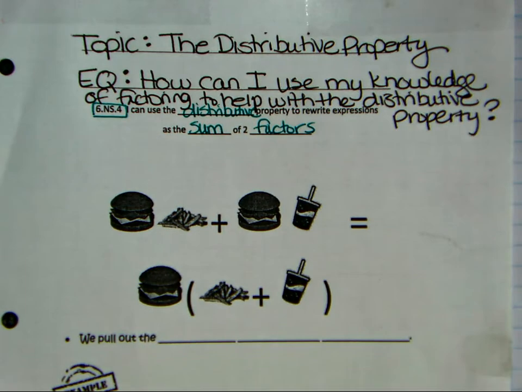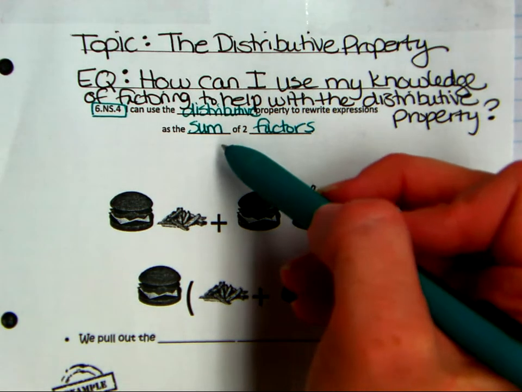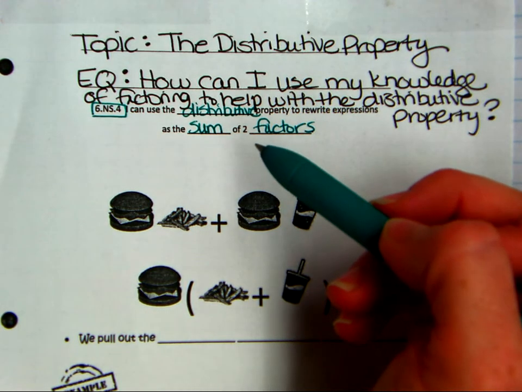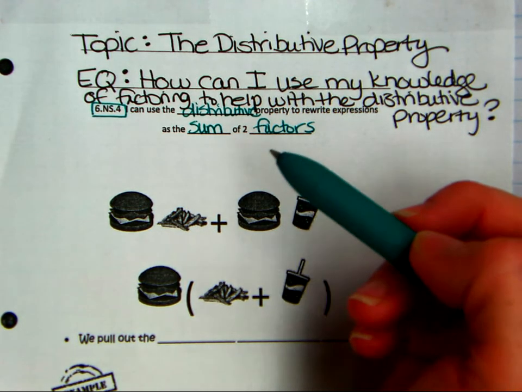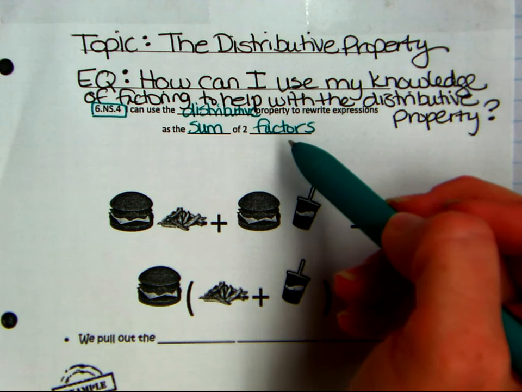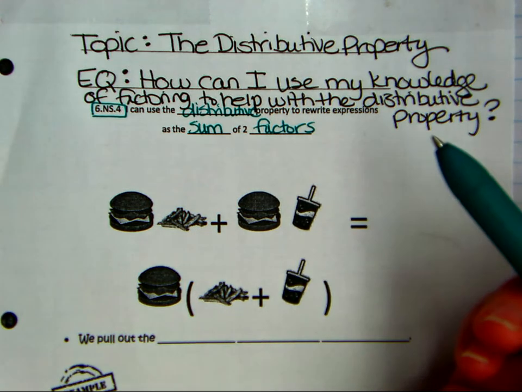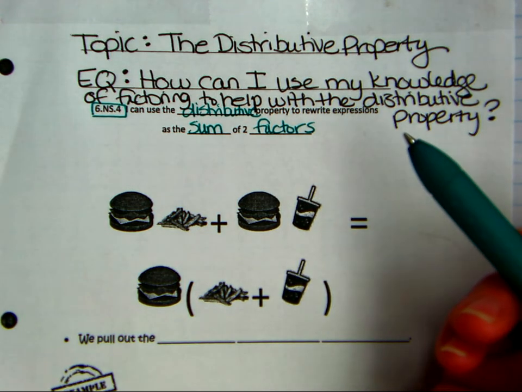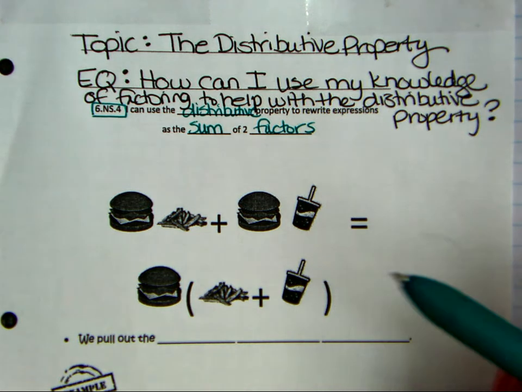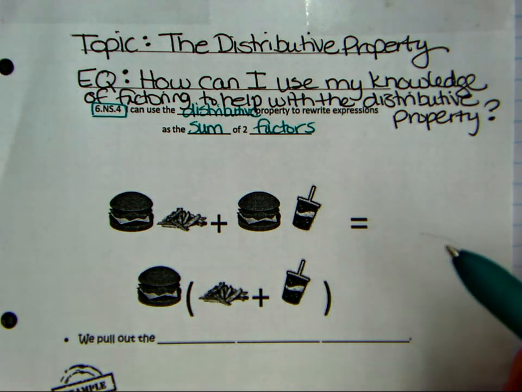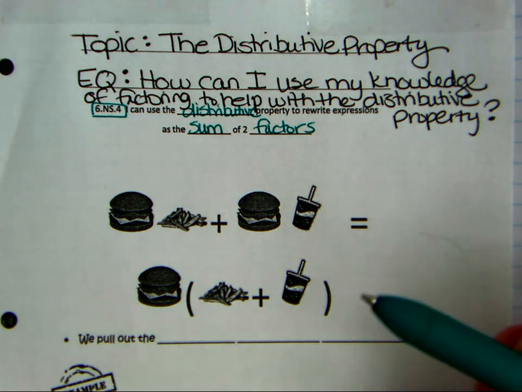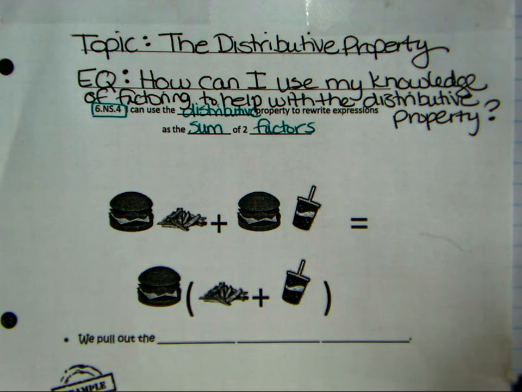Well, let's think about those words. The sum. Well, how do we get the sum? When we add two things together, when we add. And factors, what do we know about factors? Well, factors has to do with when we are multiplying. That's the two numbers that we multiply to get to the product. So that kind of gives us a hint as to what kind of math we're going to be using today.